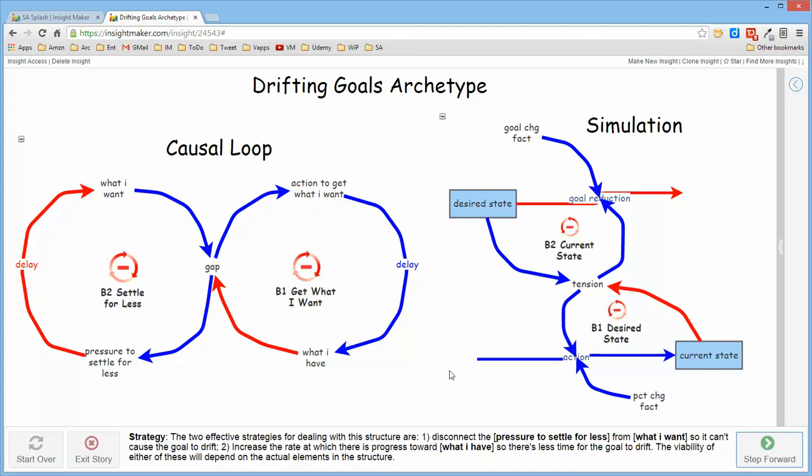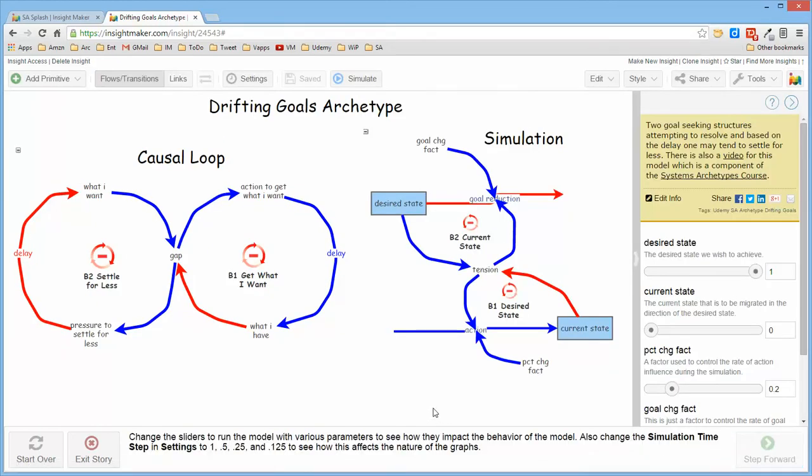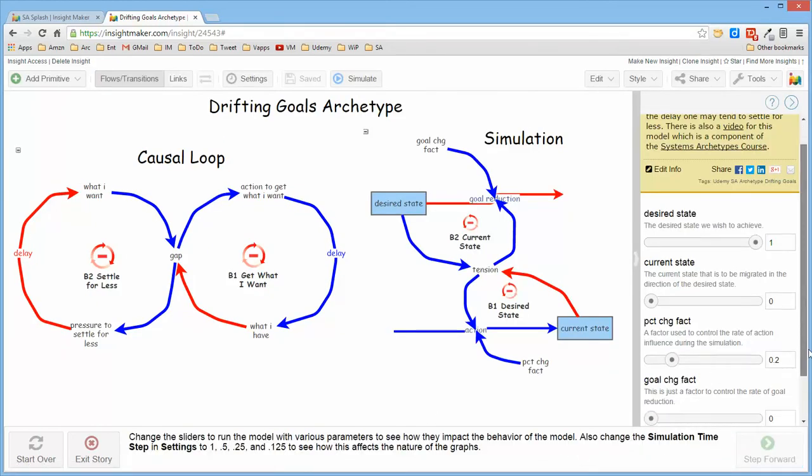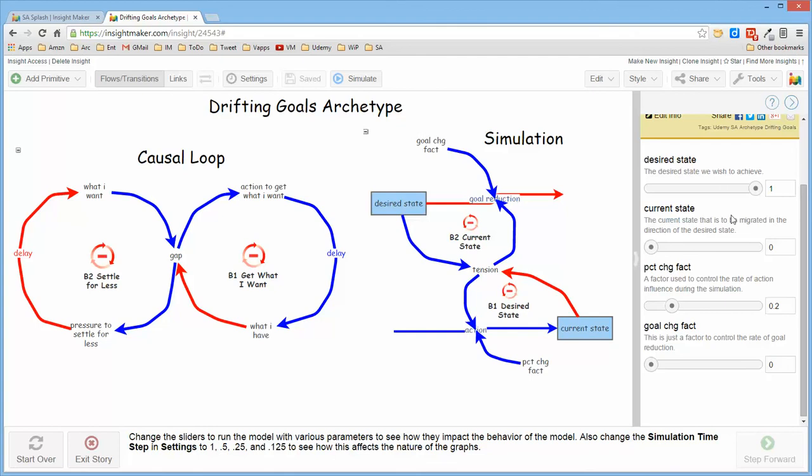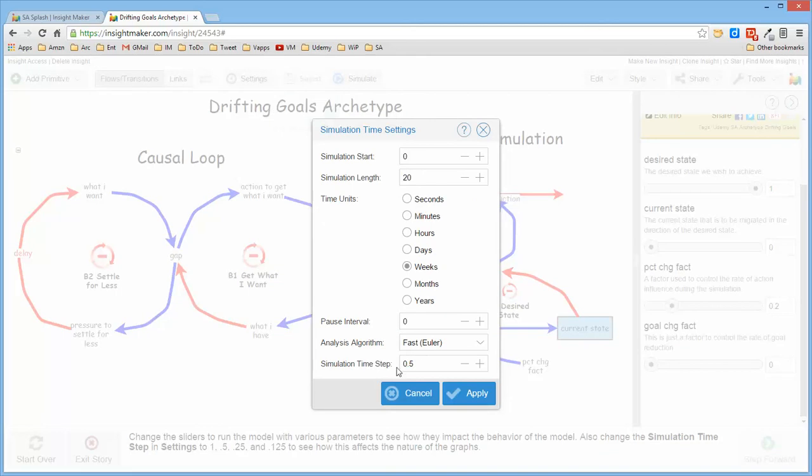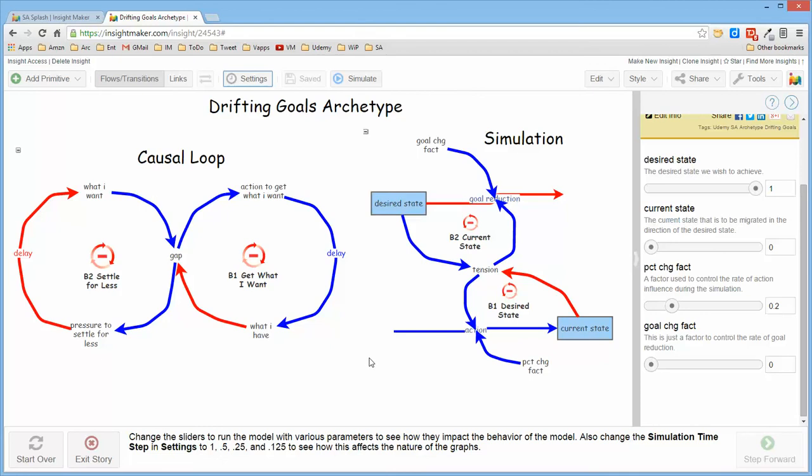So I would encourage you to go ahead and access this model and go ahead and change the values of the desired state and the current state, but more importantly is to go ahead and change the value of the percentage change factor and the goal change factor, and also change the simulation time step from 1 to 0.5 to 0.25 to 0.125 and see what kind of an impact it has on the behavior of the structure.